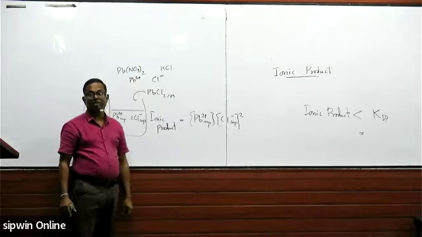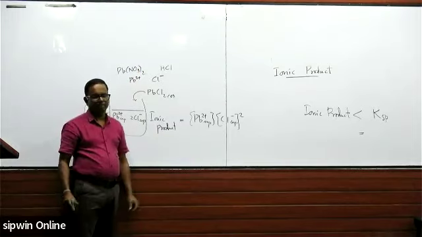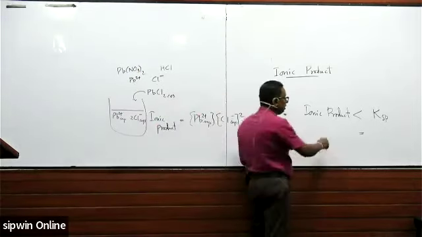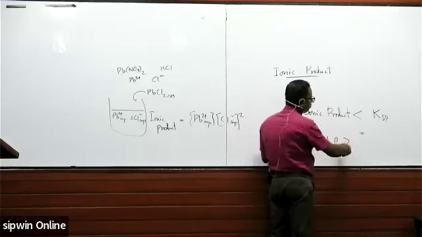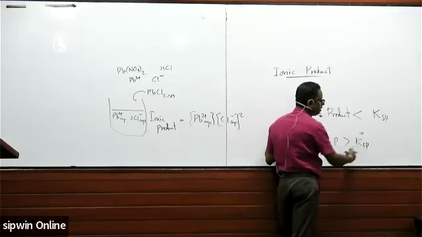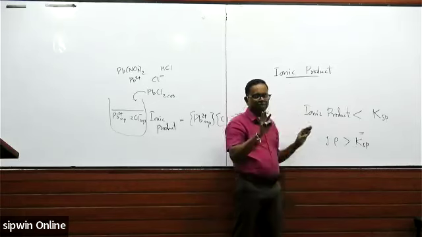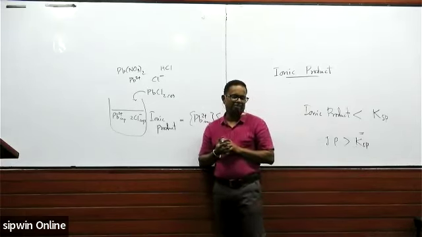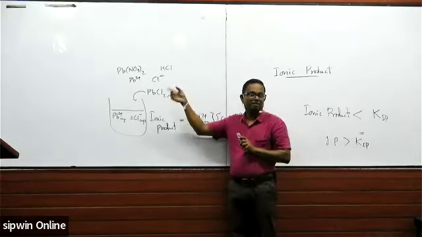And we check that one with the Ksp. Now when you are taking the ionic product there, the ionic product becomes more than Ksp. We can say the ionic product cannot be more than Ksp. Ksp is already the limit. But here it tends to be more than that, right?